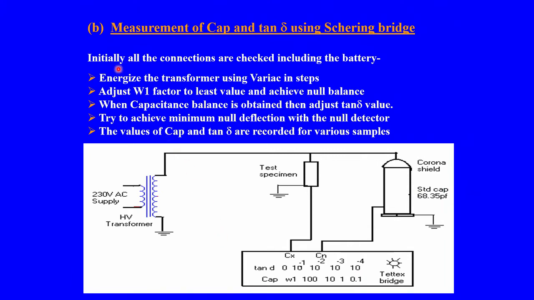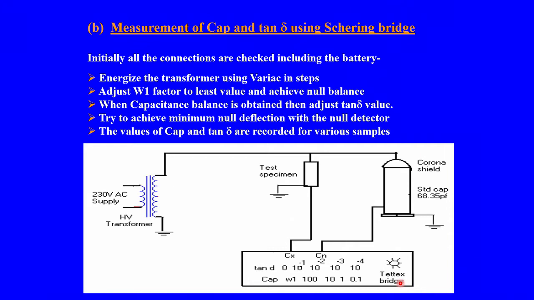Initially, all the connections are verified, including the battery for the bridge, which is a TETX bridge for measurement. We have to energize the transformer using the dimmerstat or a variac in steps and adjust the W1 factor. W1 is here, and the tan delta factor is here. For the capacitance we have various readings, 100, 10, 1, 0.1 and so on. We have to adjust the factor to the least value and achieve a null balance in the meter which is being used.